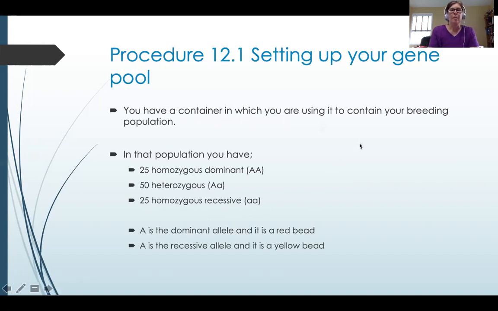So when you set up your gene pool, it's going to ask you, if you have your lab book and you're following along, you should be on page 166. What you're doing is assembling a stock population. You have these 3 containers, one that says gene pool, one that says live, one that says dead. And we have all these red and yellow beads, and you're asked to establish your original breeding population. In that original population, you have 25 homozygous dominant, 50 heterozygous, and 25 homozygous recessive.